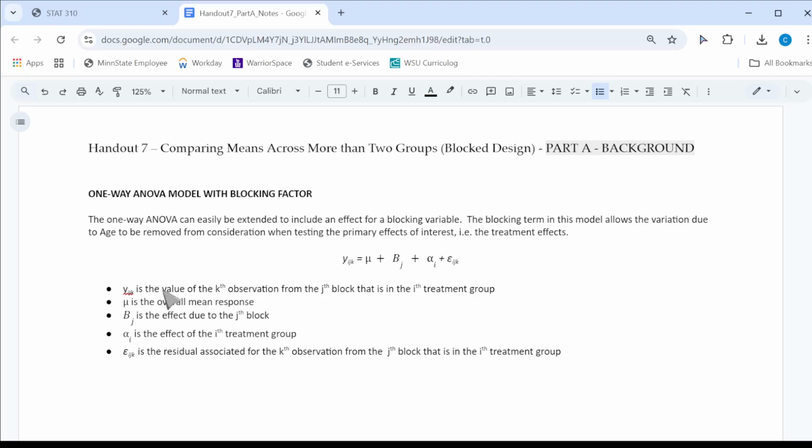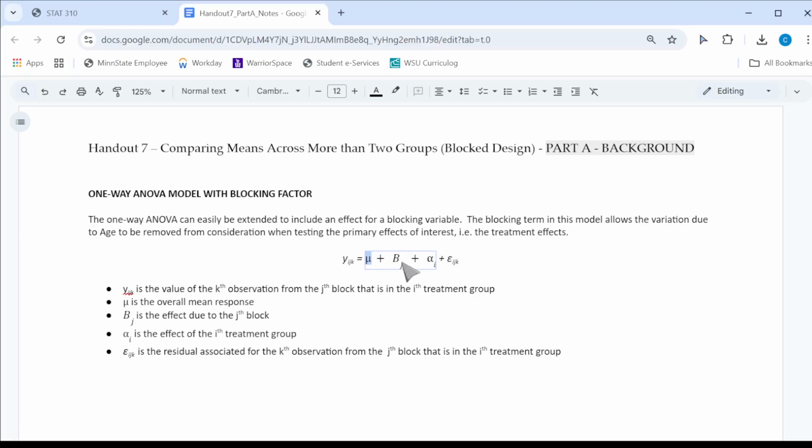So let's talk about y. y is going to be my outcome, which for the example here is going to be my reaction time. The mu is going to be the overall effect, so the overall reaction time, not in regards to any particular alcohol consumption level or any particular age group. That overall mean is going to be denoted by mu.